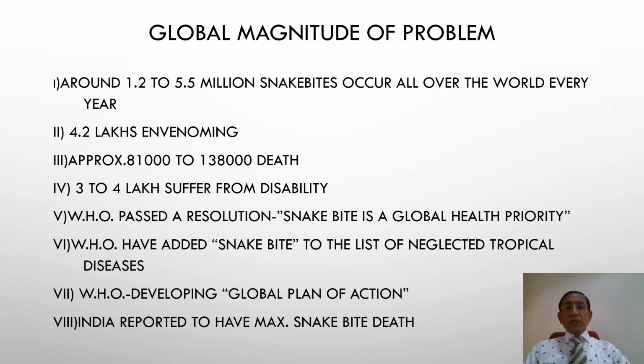WHO has passed a resolution that snakebite is a global health priority because of such a high incidence of snakebite all over the world. WHO has also added snakebite to the list of neglected tropical diseases. And therefore, WHO is developing a global plan of action against snakebite. India is reported to have the maximum snakebite deaths in the world.